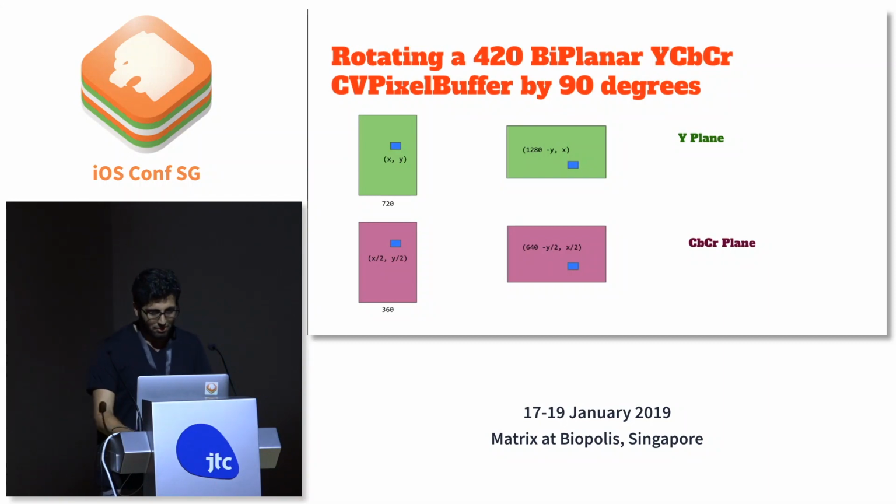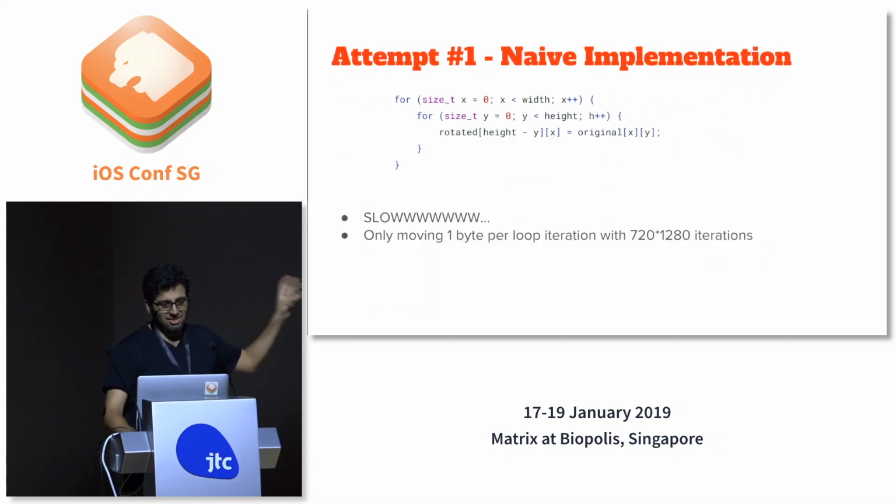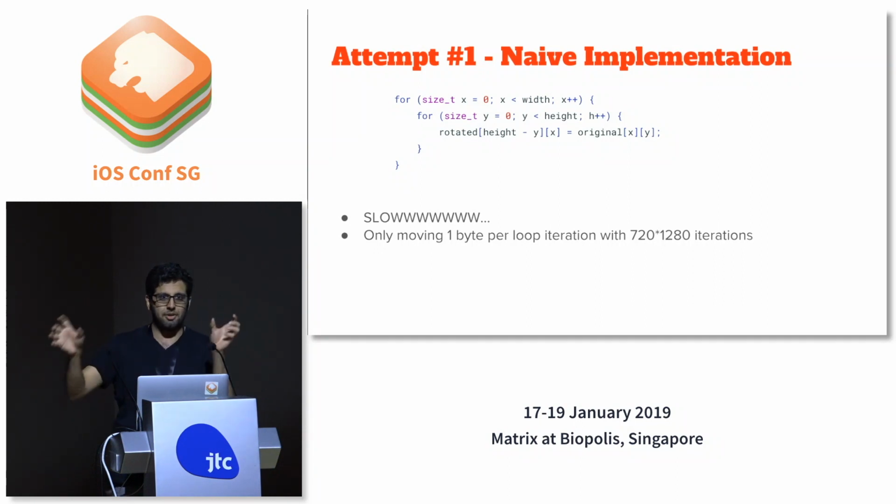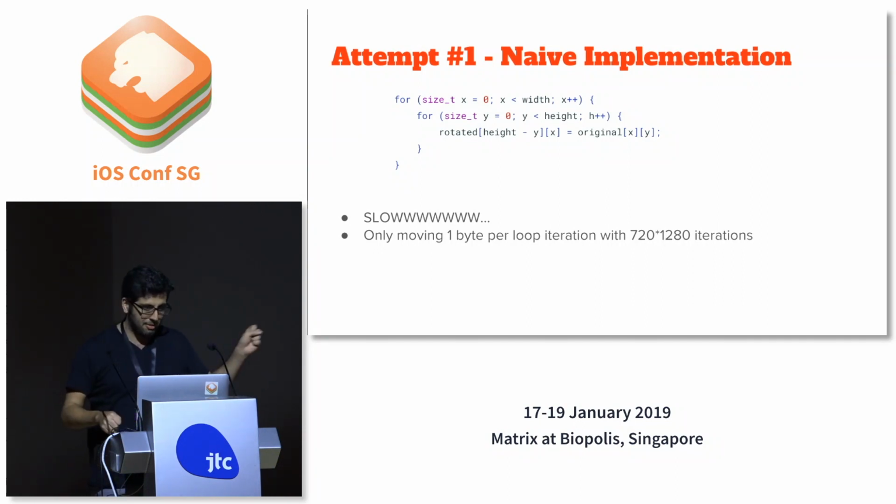Okay? So, done that. Let's do this the most naive way possible. Let's write a loop and just do this. We iterate through the width and height, go pixel by pixel and assign it to the correct position. Quite simple, very easy to do, can do it very fast, but don't do this please. This is very, very slow. You can imagine why. You are moving only 1 byte per loop iteration, and you have 720 times 1280 iterations for a 720p image. This is going to be very, very slow.